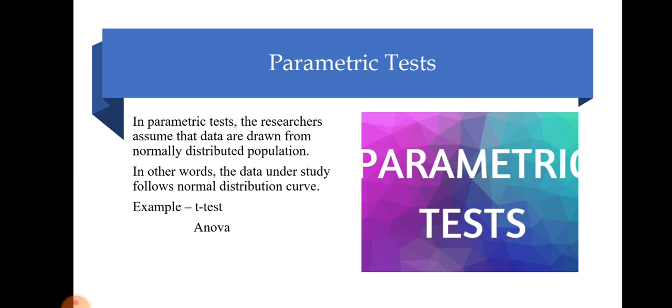In a parametric test, the researchers assume that data are drawn from a normally distributed population. We assume that the data drawn from the normally distributed population means our target population is normally distributed, and the sample that we have selected is from a normally distributed population, and the data follows a normal distribution curve. For example, tests like the t-test and ANOVA are parametric tests.